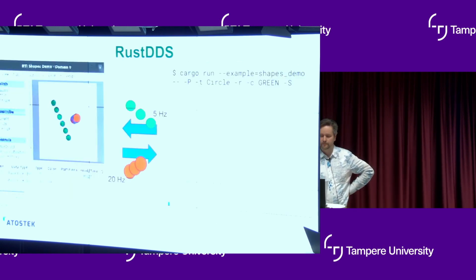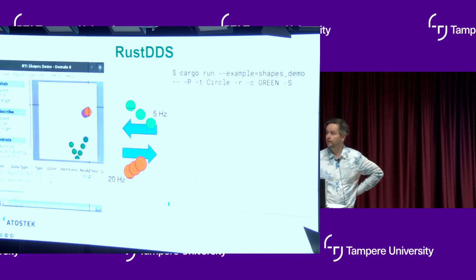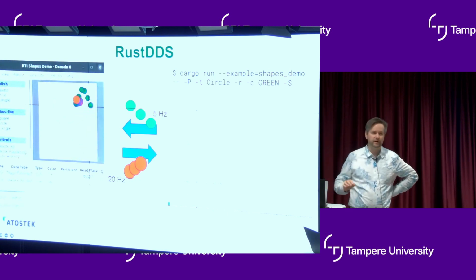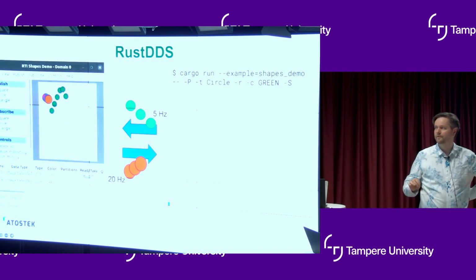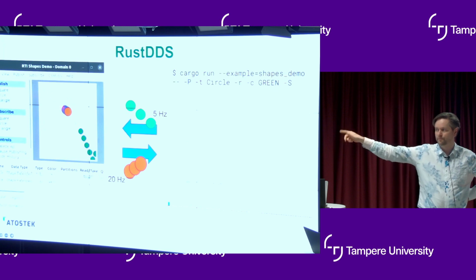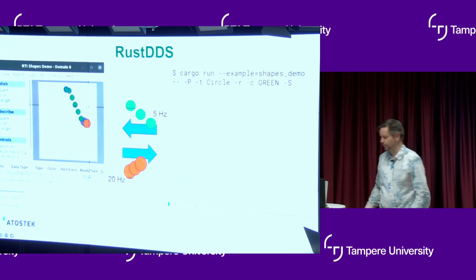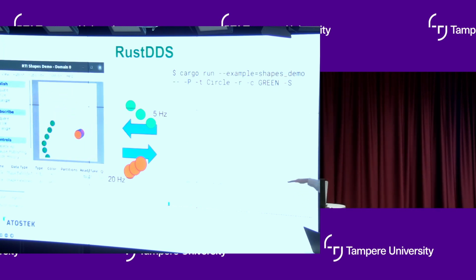So here's how it works. This is sort of the Hello World program of DDS. It's something called Shapes demo. All the vendors have this, and some even have a fancy user interface. The right side is not animated. This would be just the text line scrolling, because we don't have a graphical user interface.